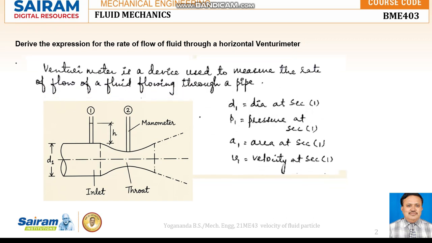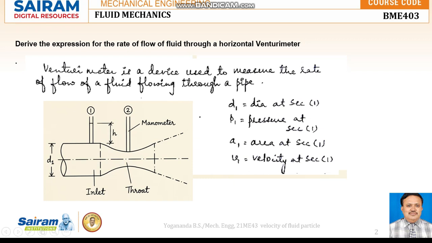What is a Venturi meter? A Venturi meter is a device used to measure the rate of flow of a fluid flowing through a pipe. So we measure the rate of flow, that is how much discharge happens, that is the volume of water flown, in meter cube in 1 second of time, that is in meter cube per second.